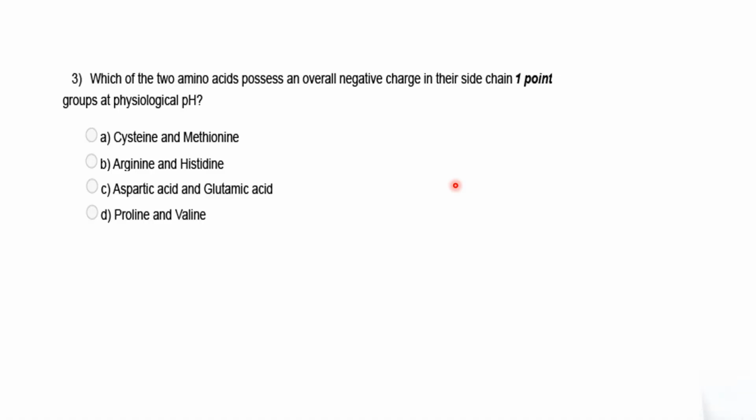Which of the two amino acids possess an overall negative charge in their side chain groups at physiological pH? I'll repeat the question. Which of the two amino acids possess an overall negative charge in their side chain groups at physiological pH? Option A, cysteine and methionine. Option B, arginine and histidine. Option C, aspartic acid and glutamic acid. Option D, proline and valine.